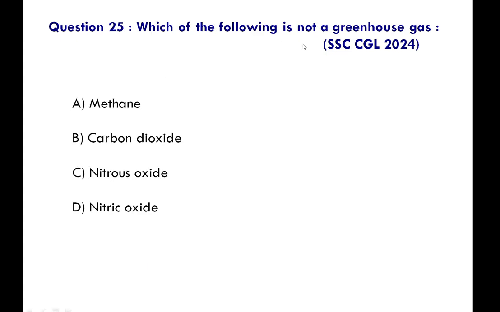Which of the following is not a greenhouse gas? And the options are methane, carbon dioxide, nitrous oxide, or nitric oxide. So the correct option is option D, that is nitric oxide.